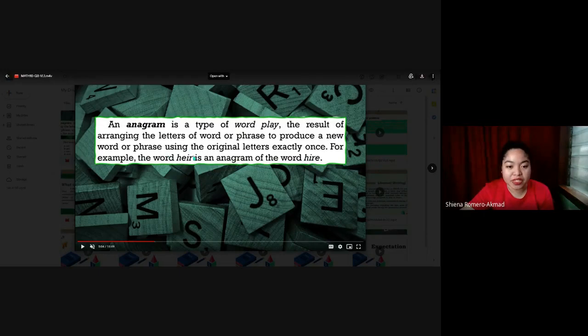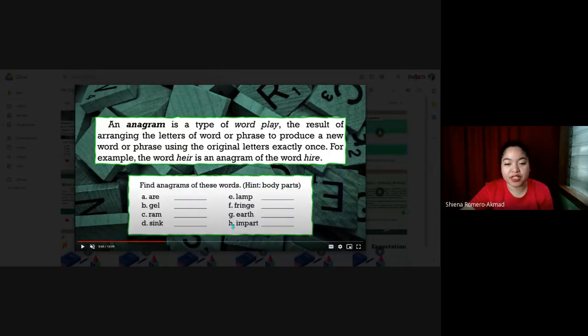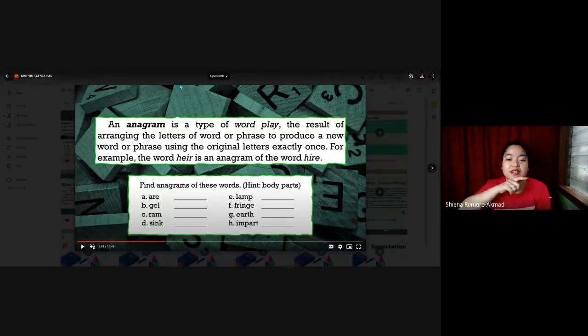And those letters, if you rearrange them and form a new word, it's called an anagram. If you rearrange the letters, you'll have the word higher. So I have here 10 words that you need to arrange. And our clue, or our hint, is that you will arrange these letters to form a body part.